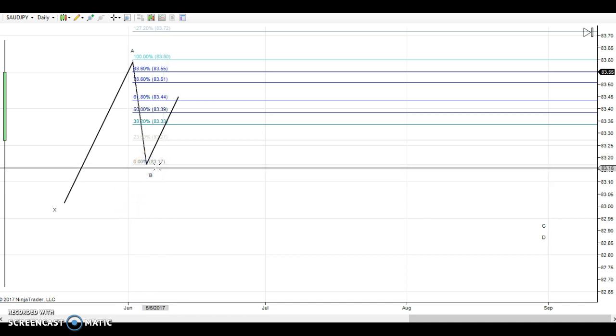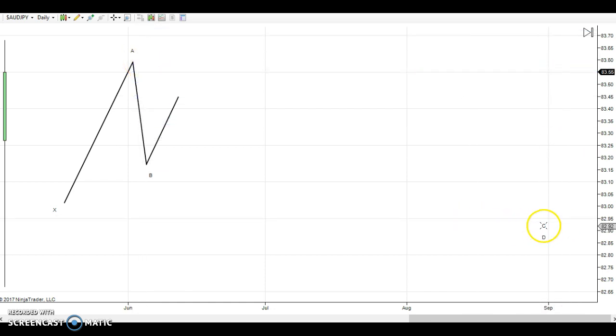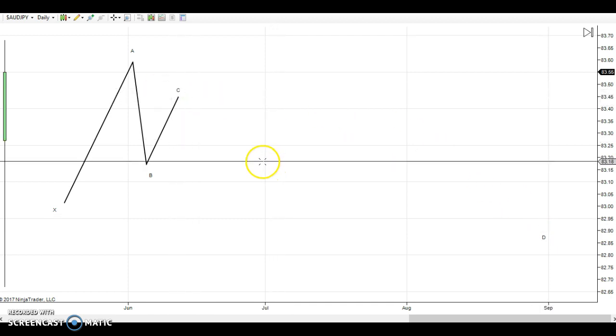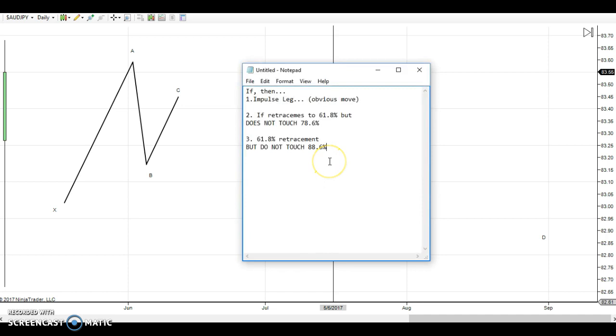So now that's our C point. Go ahead and label it. Okay, now where's our D point? Where are we going to enter the market? Well, our entry, or D, will be a 127.2% extension of A to B.